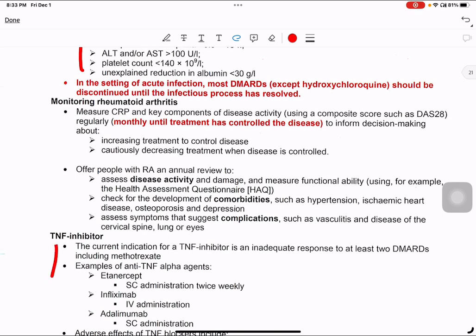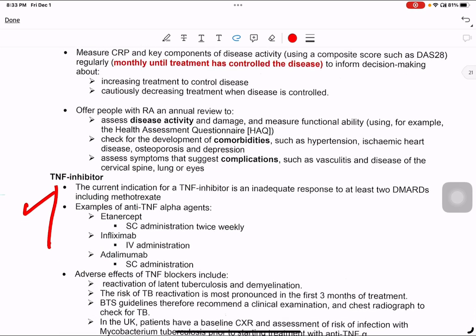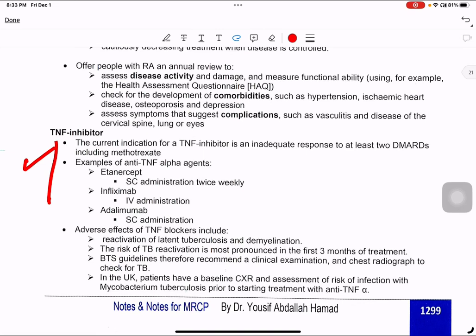For advanced disease, there are tumor necrosis factor inhibitors, some biologics like etanercept, infliximab and adalimumab. Etanercept is given by subcutaneous administration twice weekly, infliximab by IV administration, and adalimumab by subcutaneous administration. So what are the adverse effects of tumor necrosis factor inhibitors?